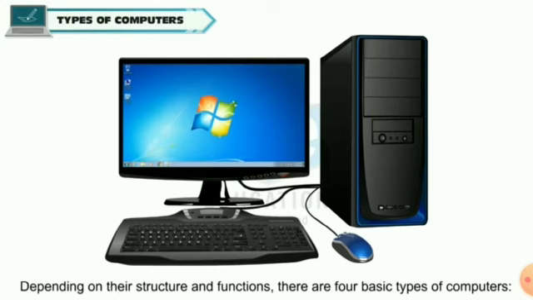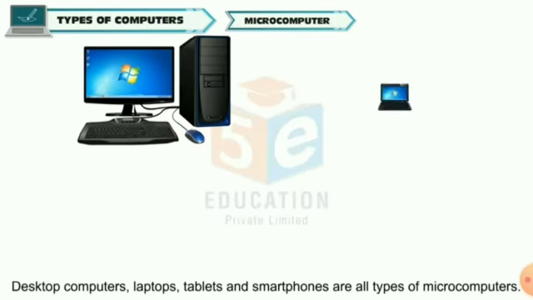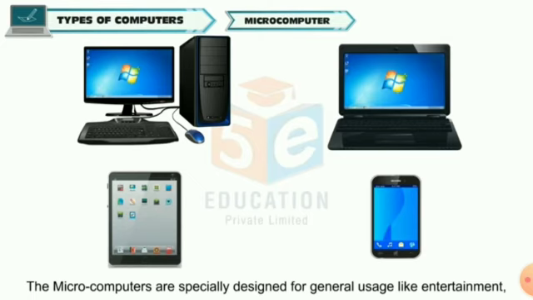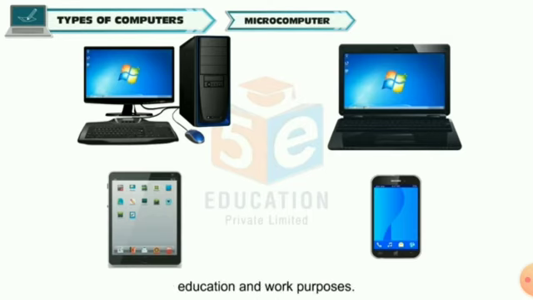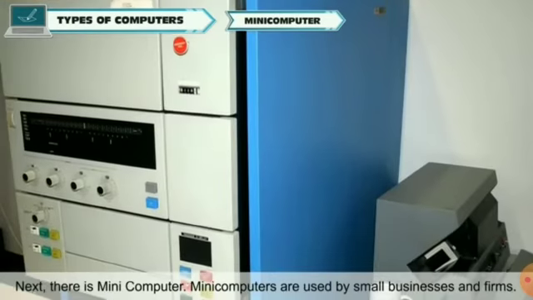Depending on their structure and functions, there are 4 basic types of computers. The first category is the microcomputer. Desktop computers, laptops, tablets, and smartphones are all types of microcomputers. The microcomputers are specially designed for general usage, like entertainment, education, and work purposes. These computers are the cheapest among all the types of computers.